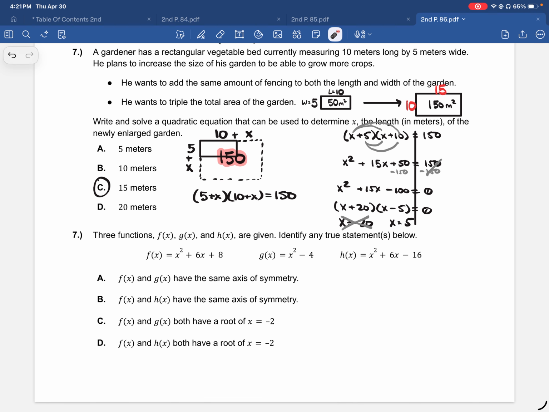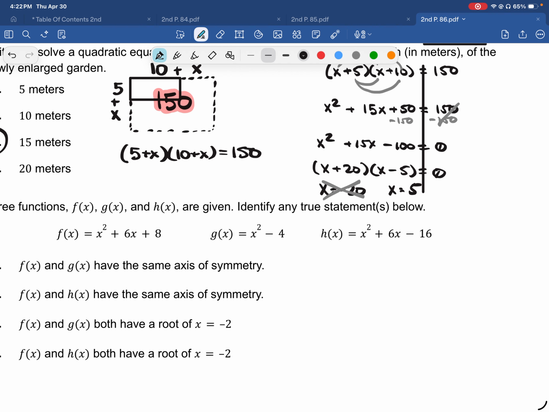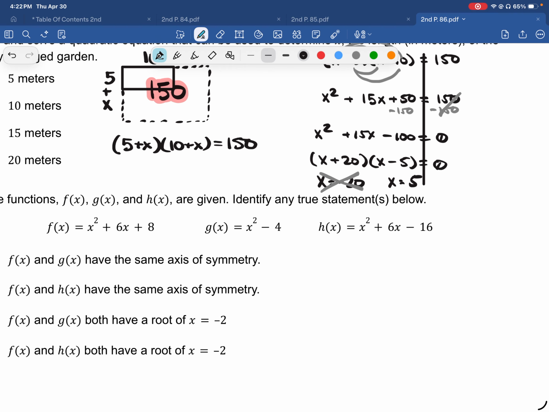Last one, this one's a decent bit easier. 3 functions f of x, g of x, and h of x are given. Identify any true statements below. So either f and g have the same axis of symmetry, or f and h have the same axis of symmetry. And then maybe f and g both have a root of negative 2, or f and h both have a root of negative 2. Well, to answer that, it's going to be a lot easier if we factor these. So let me jot this down.